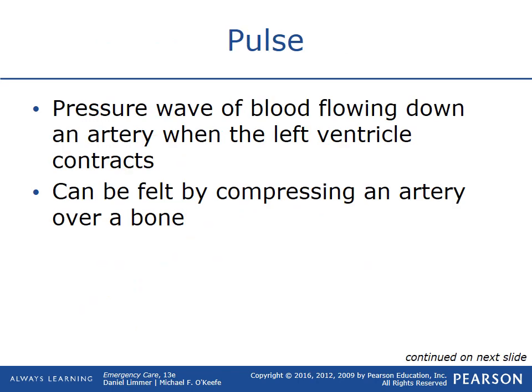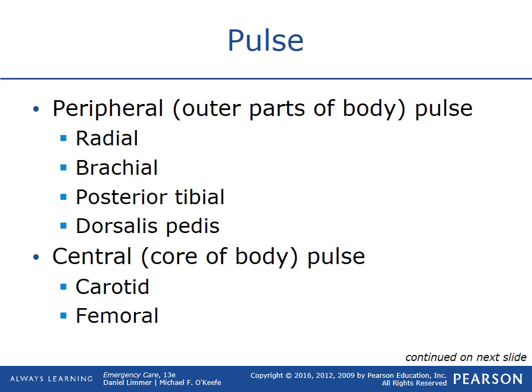The pulse is the pressure of the blood flowing down an artery when the left ventricle contracts. You can feel a pulse anywhere that an artery goes near a bone. Just compress the artery over the bone and you can feel that pulsating. Peripheral pulses are the pulses on the outer parts of the body, such as the radial pulse, the brachial pulse, the posterior tibial, or the dorsalis pedis pulse. Central pulses are near the core of the body. You have the carotid and the femoral pulse.